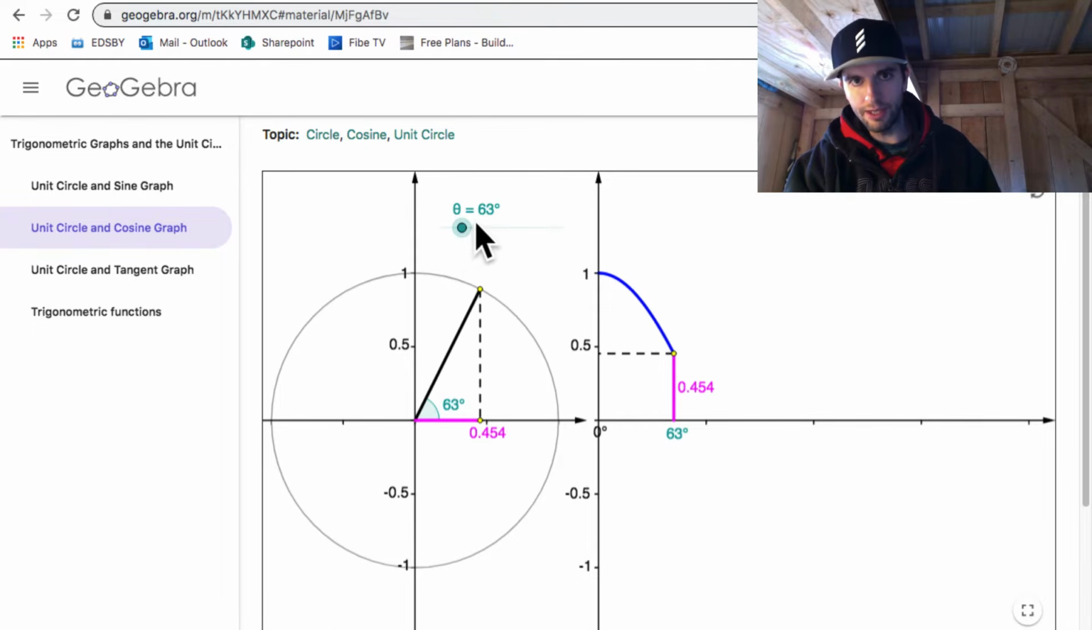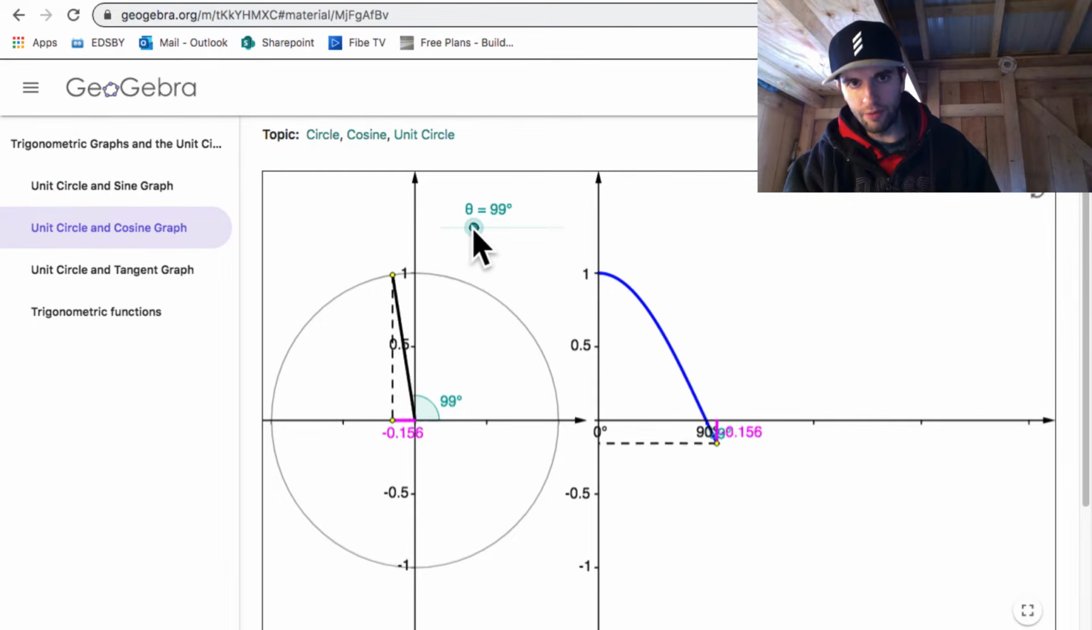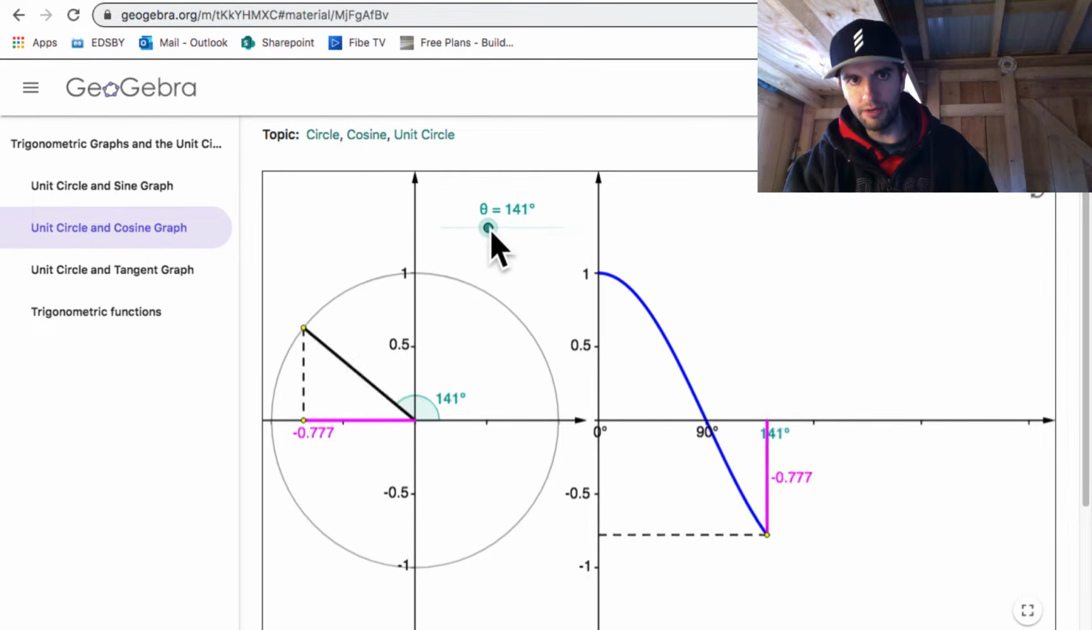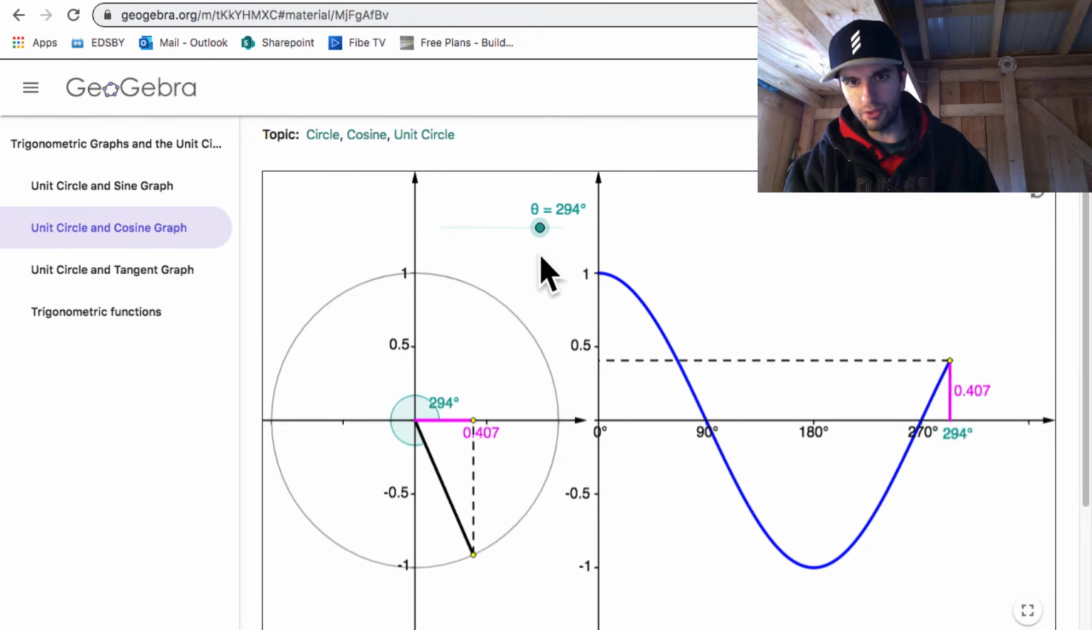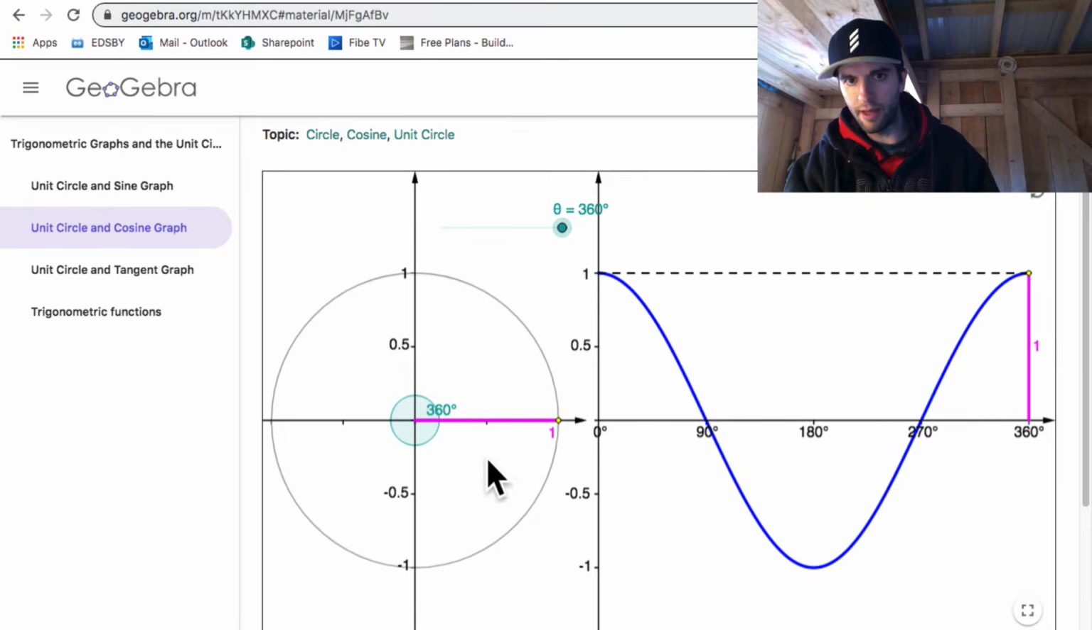And as I rotate around, the x coordinate of where I intersect the unit circle, so this, the x coordinate of this matches the cosine ratio. And as we rotate around, x coordinate goes to negative 1, x coordinate goes to 0, x coordinate goes to 1. And I'm talking about the x coordinate of where these intersect the unit circle and how that matches the cosine ratio plotted on this function here.